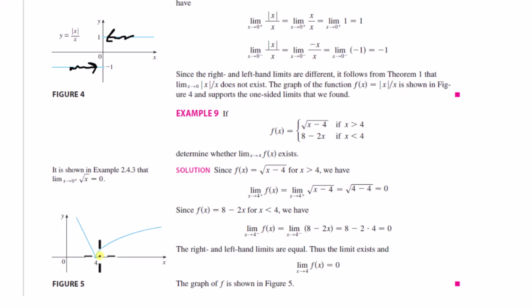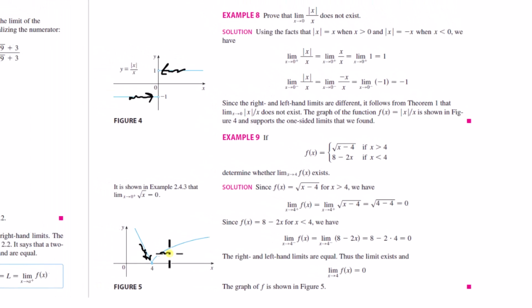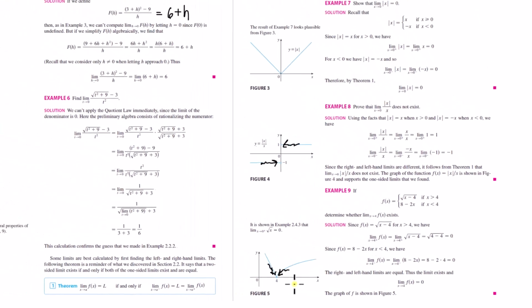Okay, and just for reference, here's the graph of f of x. Here's the square root of x minus 4. There's the line 8 minus 2x. And so this is continuous everywhere, but at x equals 4, there's a hole. The function doesn't exist. But that doesn't matter, right? When you're approaching 4 from both sides, you're approaching the same value, 0.